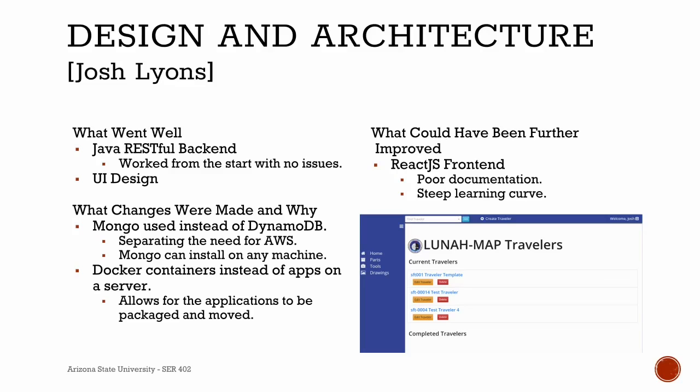Finally, I will discuss what could have been further improved. The main issue from a design and architecture perspective that could have been improved was our decision to use React.js. While React is a powerful front-end library, the poor documentation and steep learning curve was a nuisance for the team. Luckily, we had Mary on the team who picked it up quickly and did most of the front-end development, with a few of the others working alongside to help.